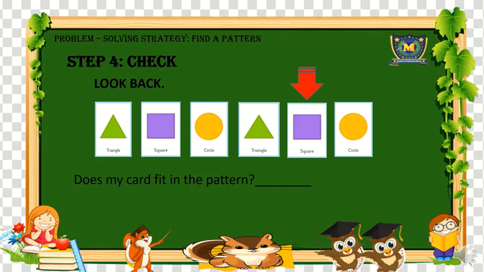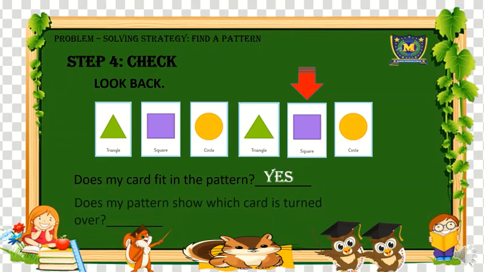So let's check. The first is card of triangle, followed by card of square, and followed by circle. Then, it goes back to the card of a triangle. Then, what follows the card of triangle? It's the card of a square. So going back to the pattern unit, what follows the card of a triangle is a card of a square. So our card really fits the pattern. So the answer would be yes.